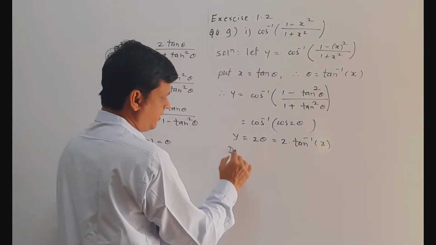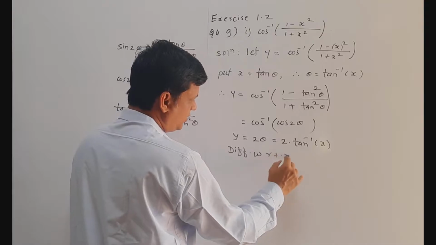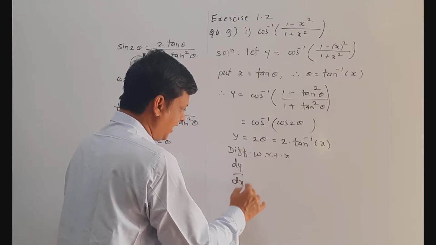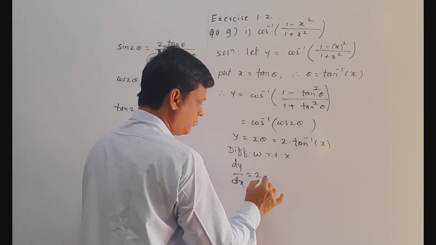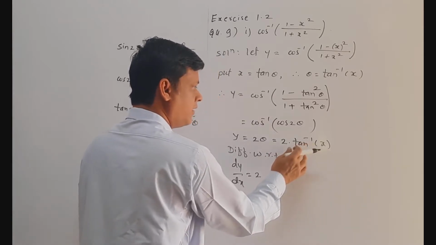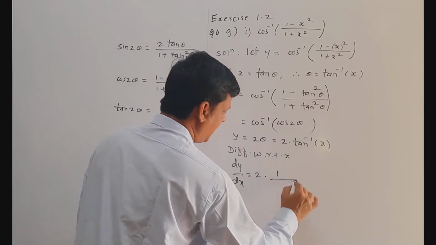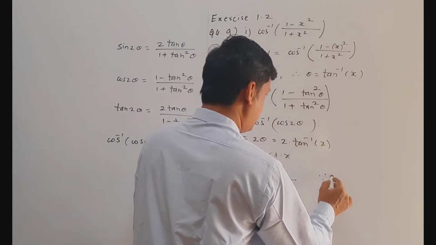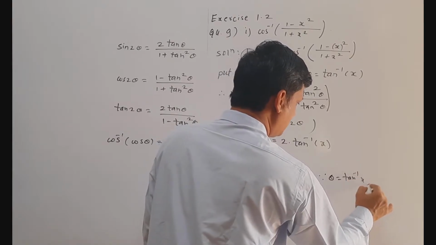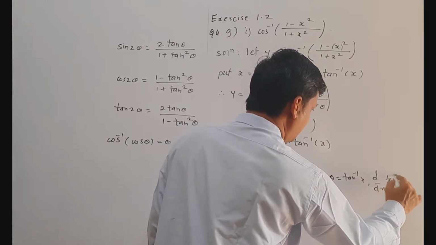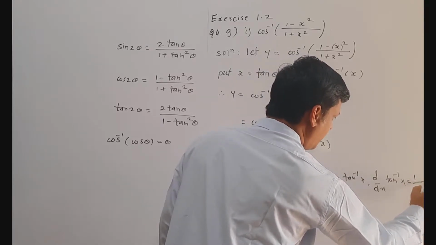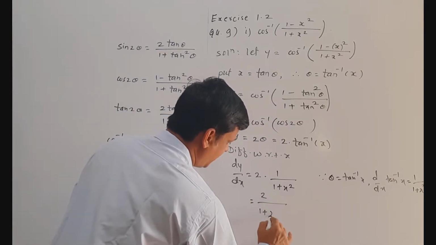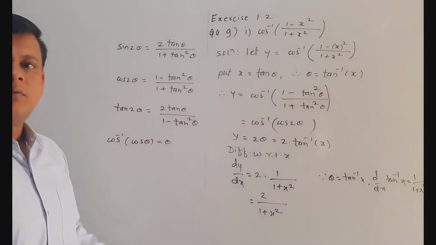So we differentiate this function with respect to x. The derivative of y with respect to x is dy by dx. 2 is a constant, which is with the function tan inverse x. So we find the derivative of tan inverse x. The derivative of tan inverse x is 1 upon 1 plus x square. The reason: theta is equal to tan inverse x, d by dx of tan inverse x is equal to 1 upon 1 plus x square. So we get 2 upon 1 plus x square as the derivative of the given function.